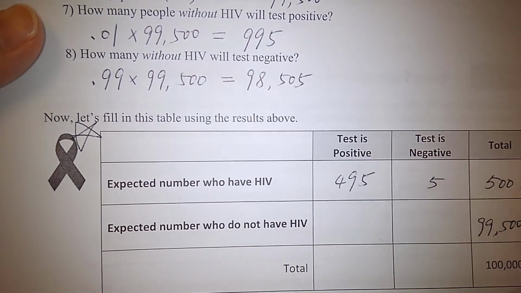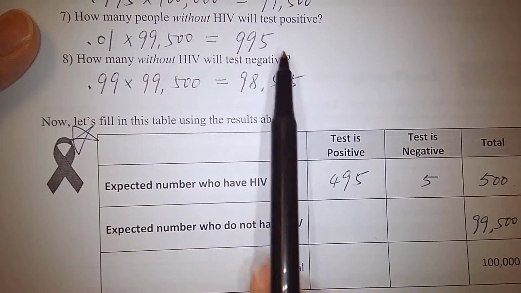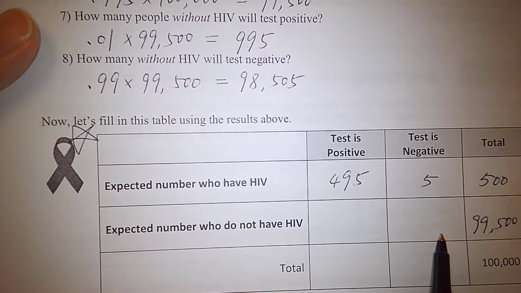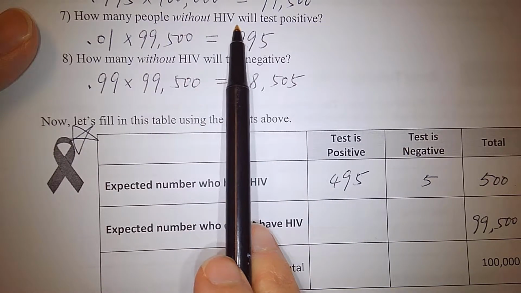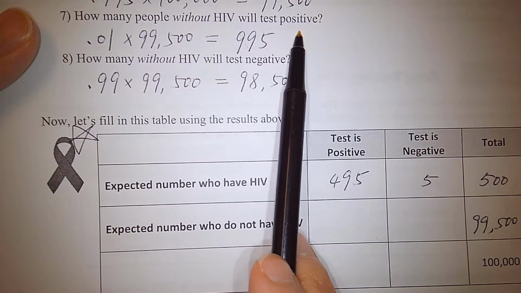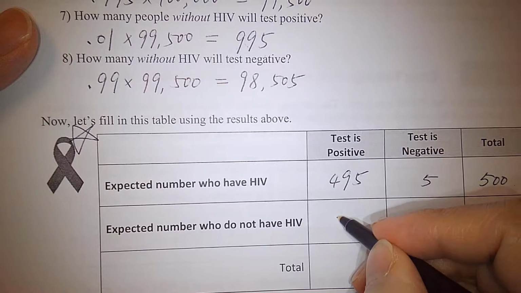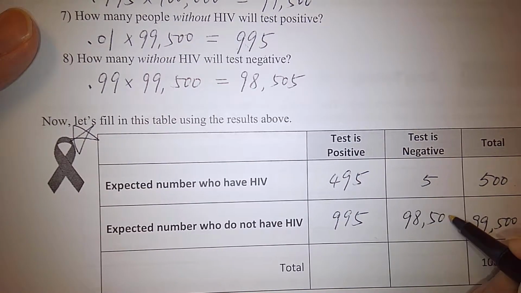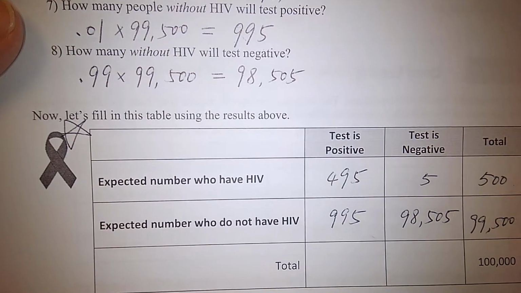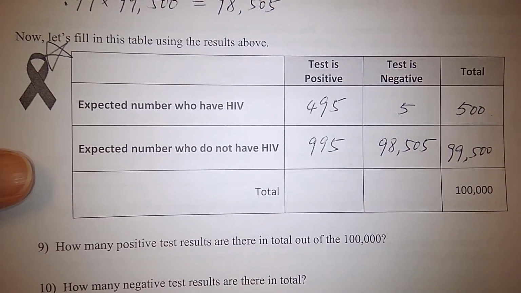Now, how do we fill out these numbers in the table? This 995 should be put here or here? People without HIV who have a positive test result, right? So 995 is here. And then 98,505 is here. Everybody?